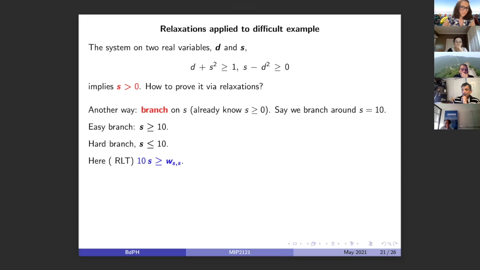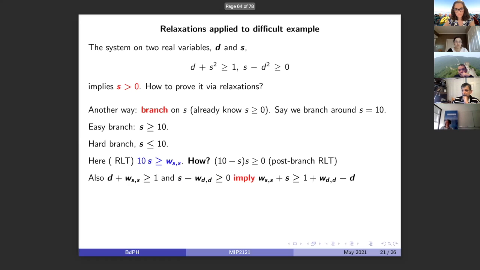And so we can use RLT to get this inequality. How? Well, this is how we get it. Okay. And now this step here is something that spatial branch and bound solvers probably do anyway. When you apply spatial branch and bound, you use it to improve McCormick type inequalities, and this is close to that. Okay, so we have that.